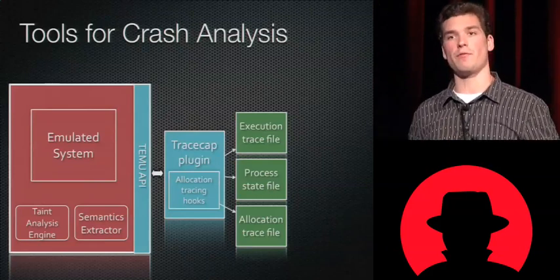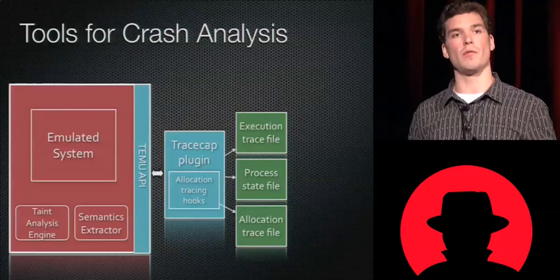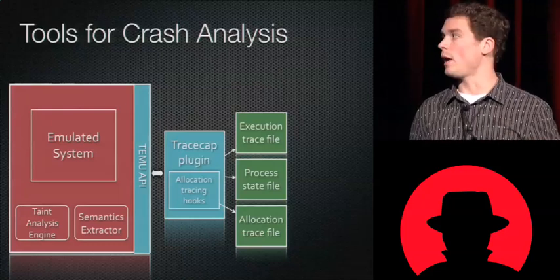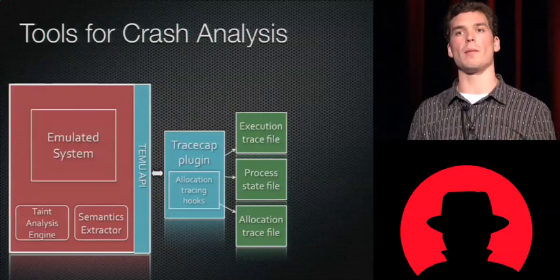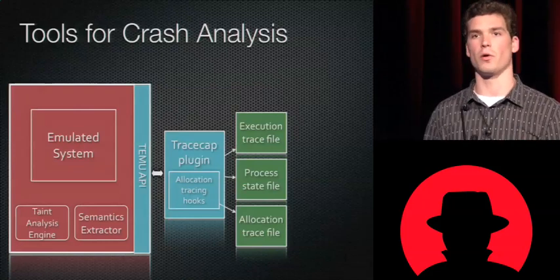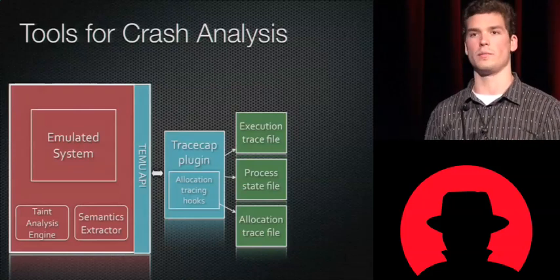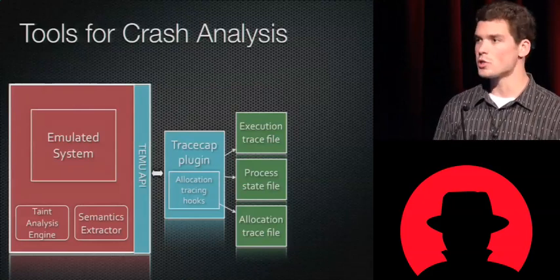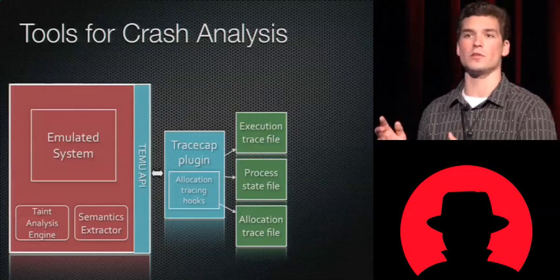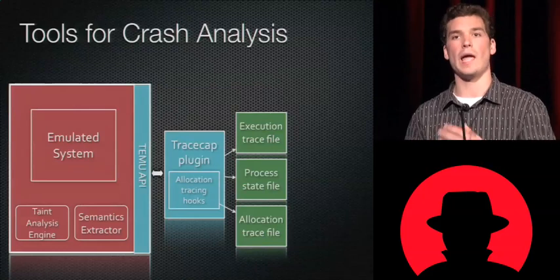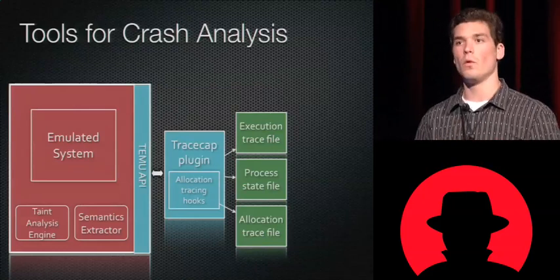TraceCap also outputs a state file, which is essentially just a memory dump of the program at the time of the crash. And an allocation trace file, which is a list of all the memory allocations and deallocations used by the program. And it collects that by hooking calls to malloc and free. So once we have these files that give us a whole bunch of information about the behavior of the program that we're analyzing, what do we do with them?